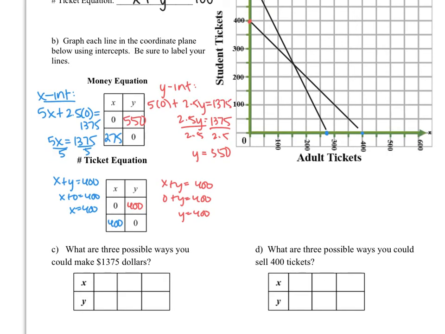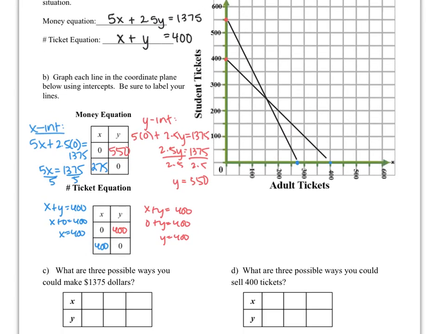So then I've got these two follow-up questions. The first one is, what are 3 possible ways we could make $1,375? And the other one is, what are 3 possible ways I can make 400 tickets? Well, it's important to remember that this line here was the line that showed us how we could make the money, and this line here was how we could make 400 tickets. So anything along this line will be how I can make $1,375.